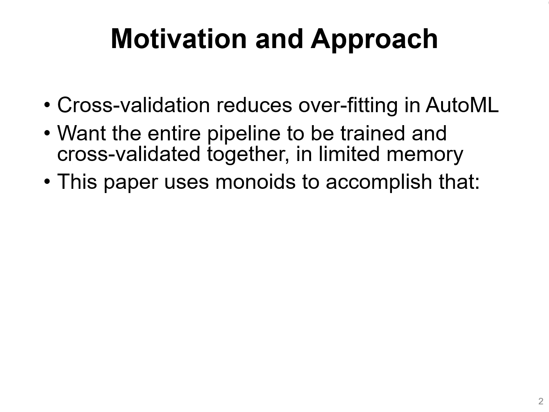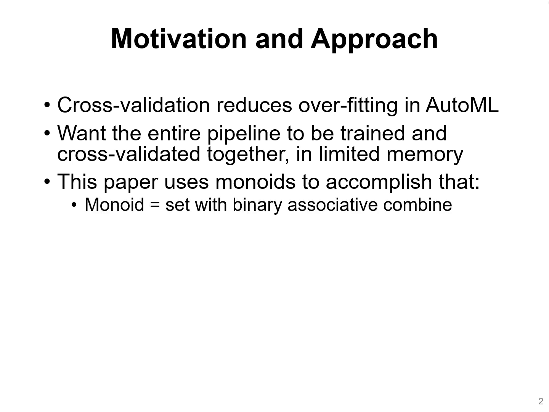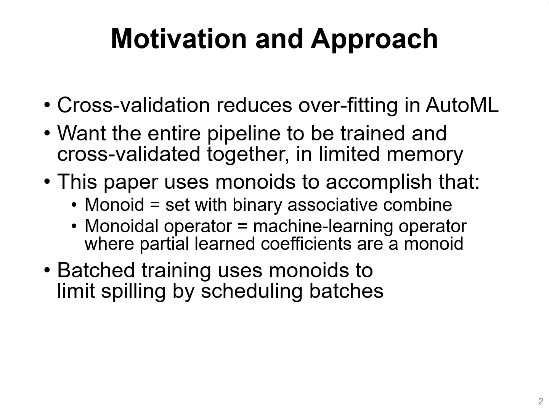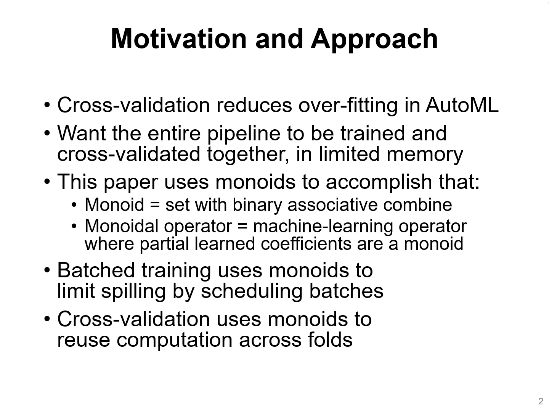This paper proposes a solution based on monoids. A monoid is simply a set with a binary associative combine operation, and we define a monoidal operator as a machine learning operator whose learned coefficients are a monoid. That means we can combine learned coefficients from different batches, which helps reduce spilling. And furthermore, we can combine learned coefficients from different folds, which helps reduce computation in cross-validation.